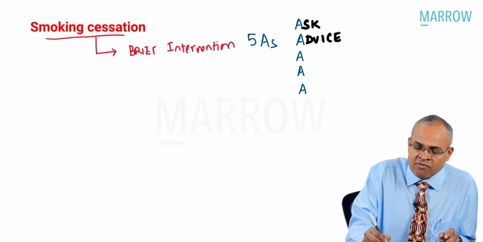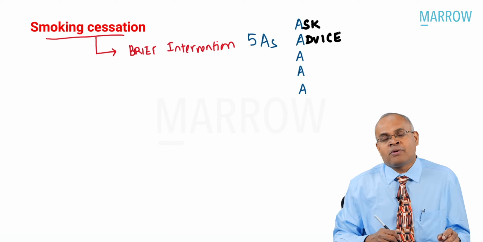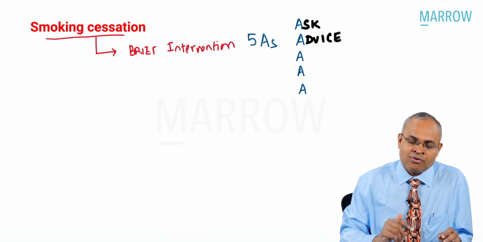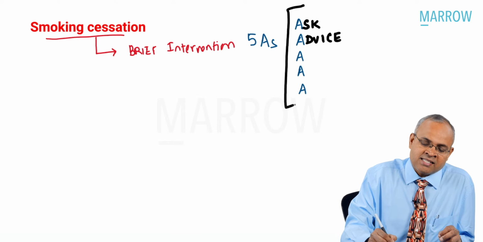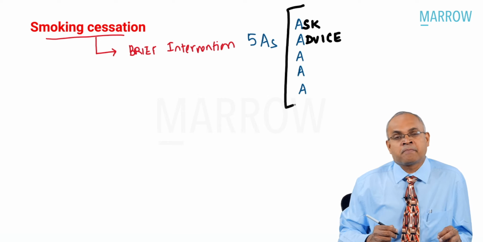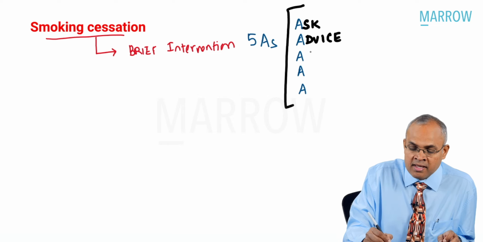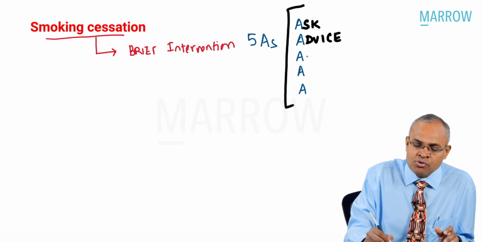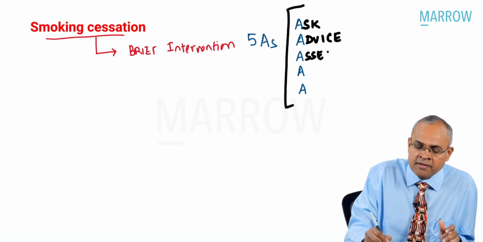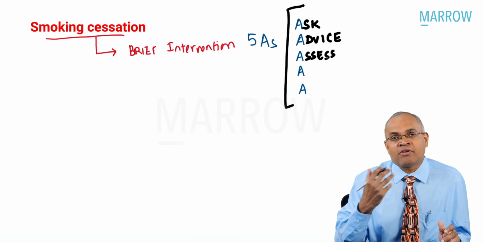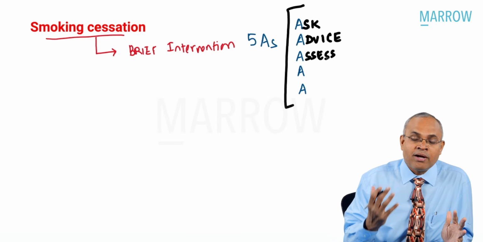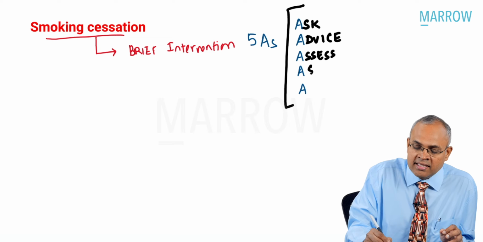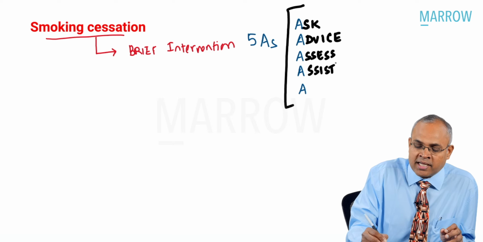You should give an advice for them to stop nicotine in an assertive way. You need to advise them. That's the second A of the brief intervention. What is the third A? The few who have told, yes, they do smoke and those things, you would want to assess further, right? What is the level? How frequently they use? How much do they use? Why do they use? And those things. Then you would like to assist them to quit.